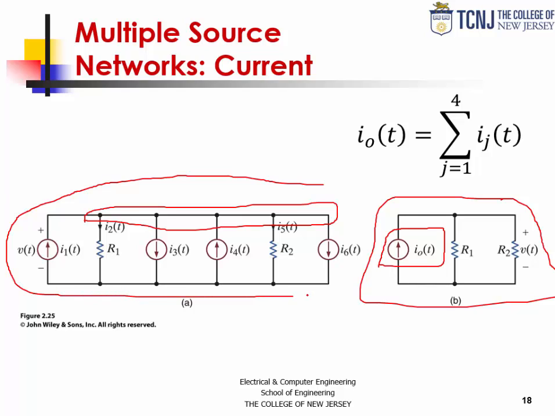The outcome of those 2 circuits is going to be the same: the voltage developed by the combination of those current sources, V, is going to be the same in the larger circuit as in the smaller circuit.